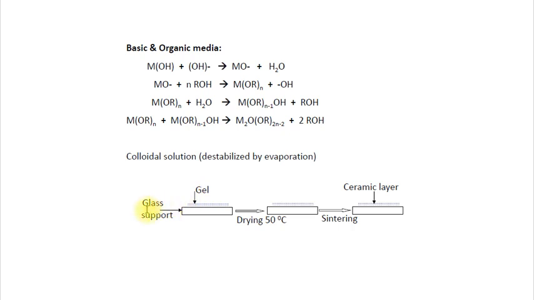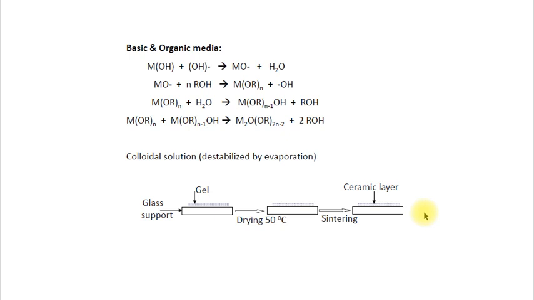This schematic diagram represents the process. You have the glass support, then you put the gel, then you dry it, then sinter it, and you have the ceramic layer. In this step all the reactions go on, and it will create a polymer. Then you have to dry the polymer on the surface and sinter it, so you create a proper ceramic layer of the gel formation.